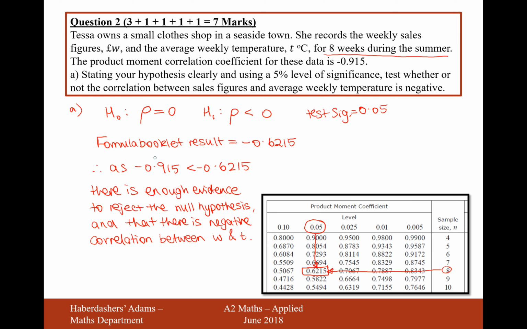If this value that Tessa found here was maybe minus 0.5, then we'd have to say no, there's not enough evidence for correlation, so therefore we'll assume there's no correlation. But in this case, we can assume there is negative correlation. We have enough evidence to support that.